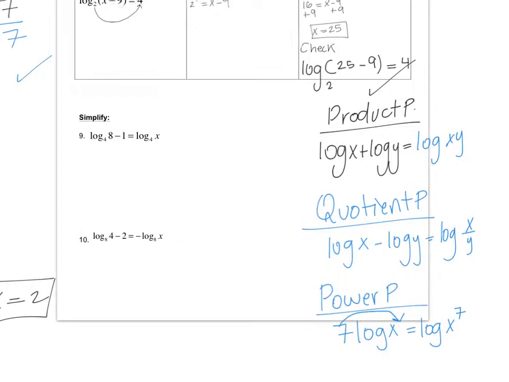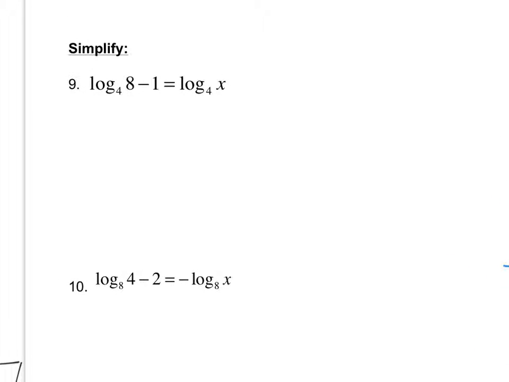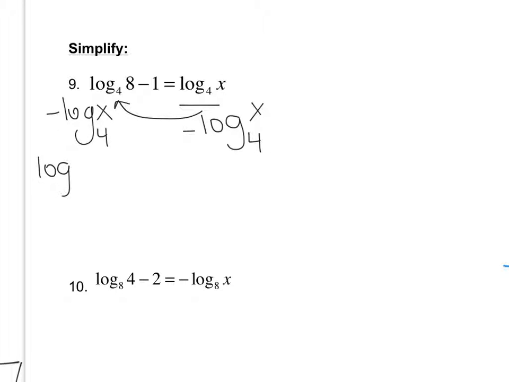Now let's do number 9. Now, yes, I have a log on one side and a log on the other. So what I would prefer to do is move this to the other side by subtracting it. Since you have log base 4 of x, I'm going to subtract log base 4 of x from both sides. So I end up having log base 4 of 8 minus log base 4 of x minus 1 equals, there's nothing left on the other side, so I'm going to put a 0.